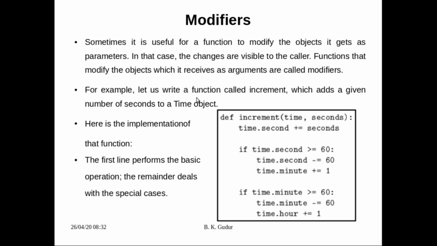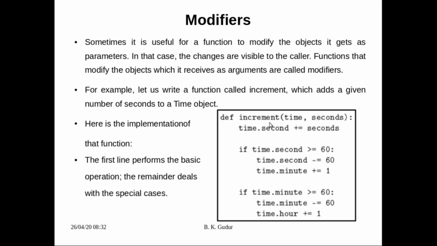For example, let us write a function called increment which adds a given number of seconds to time objects. Let us consider a function increment. What it does is it is going to add the number of seconds to a given time object. A very simple function here. This is the implementation of that function.